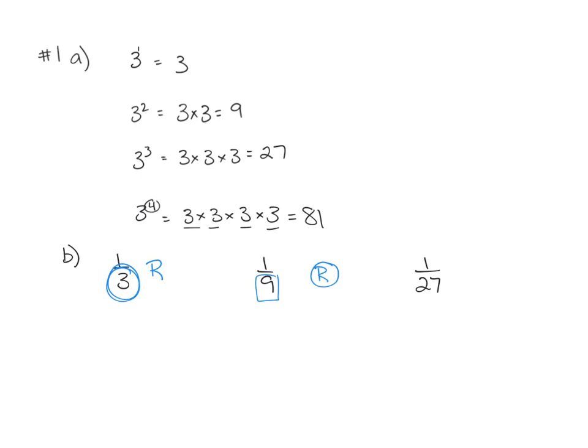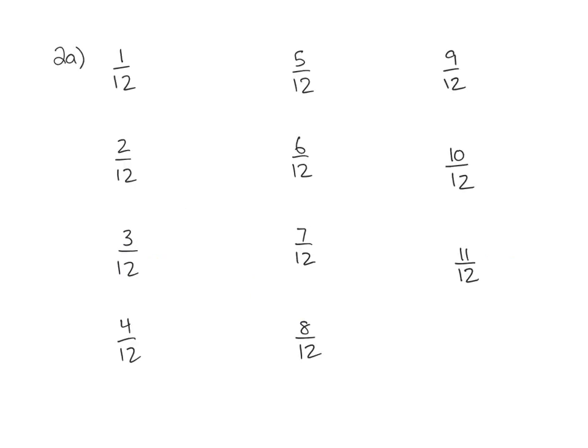We'll face the same scenario with 27 because it's only multiples of 3. We can't get there by multiplying 2's and 5's. The only factor is 3. Question 2a asks us to write the twelfths from 1/12 to 11/12 and then find them in lowest terms.